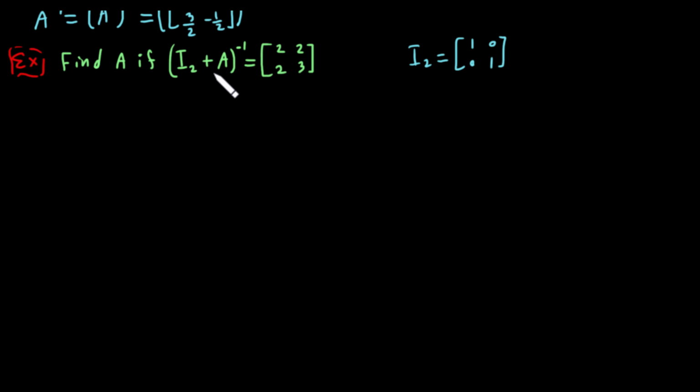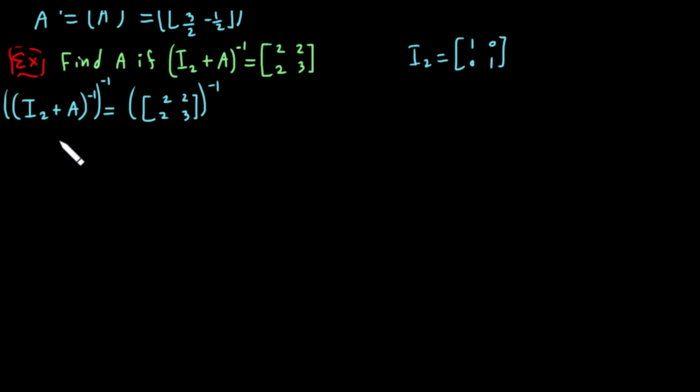Now let's try to find this A. Think about it a little bit, pause this video and solve it, then compare your answer with my answer. So here, power -1 equals 2, 2, 2, 3. What you can do is take the inverse on both sides.